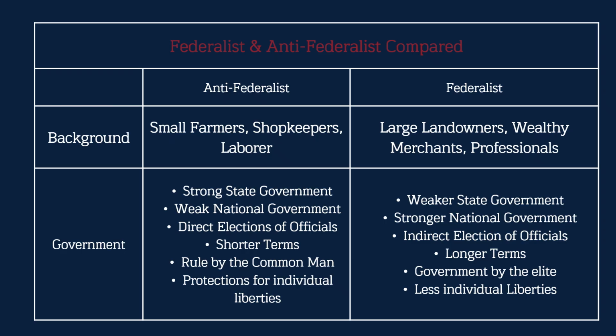Now the Federalists, those who wanted stronger governments, large landowners, wealthy merchants, professionals. They wanted weaker state governments. They wanted a stronger national government. They wanted indirect elections, longer terms. They wanted the government to be ruled by the elite and the educated, and they had less concern for those individual liberties of the people.